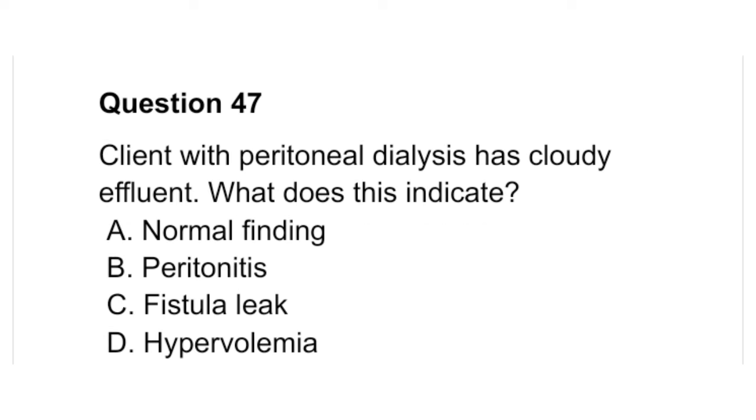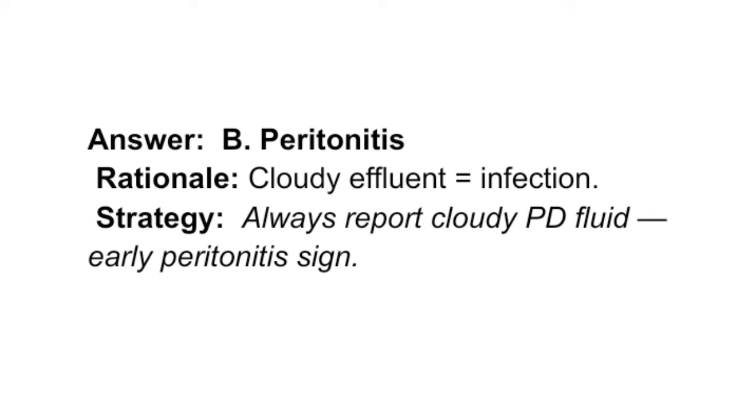Question 47. A client on peritoneal dialysis has cloudy effluent. What does this indicate? A. Normal finding. B. Peritonitis. C. Fistula leak. D. Hypervolemia. Answer: B. Peritonitis. Rationale: cloudy effluent equals infection. Strategy: always report cloudy PD fluid, an early peritonitis sign.